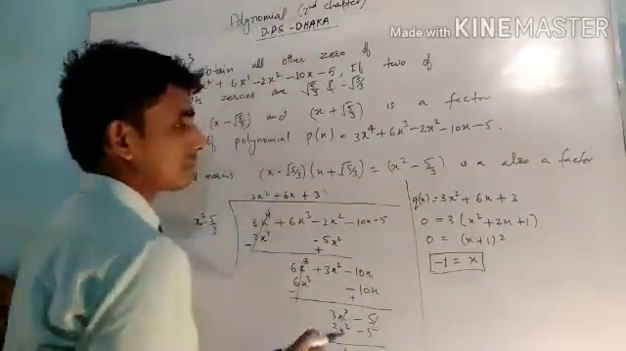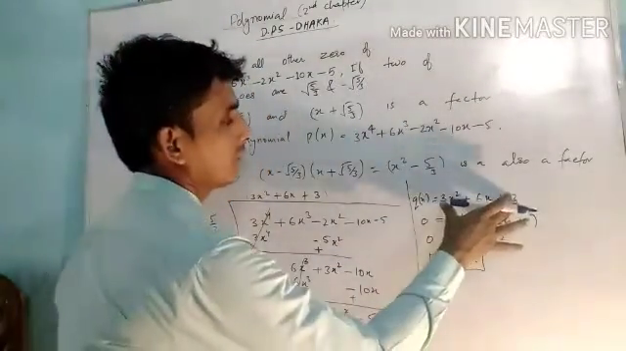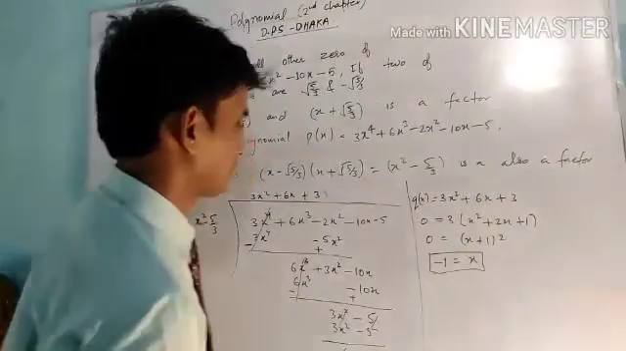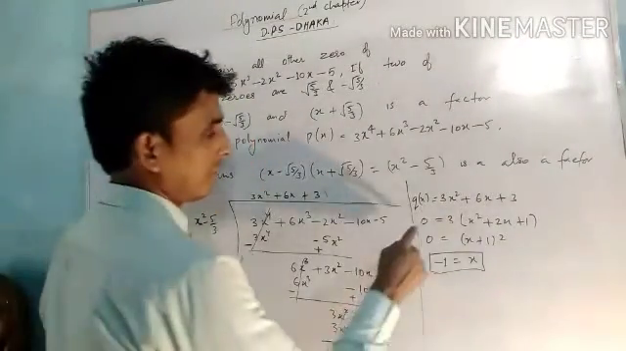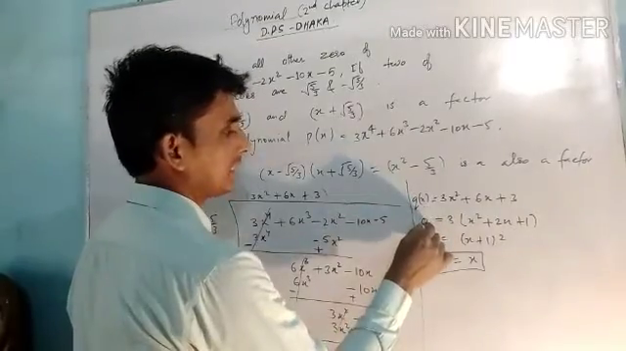Now to find the roots of this quotient polynomial, we put the value of q(x) as 0.